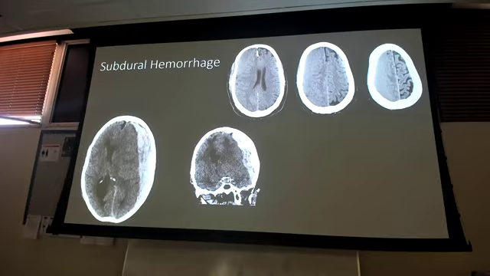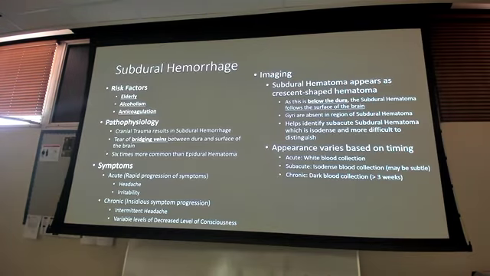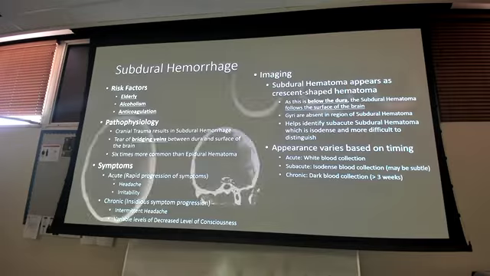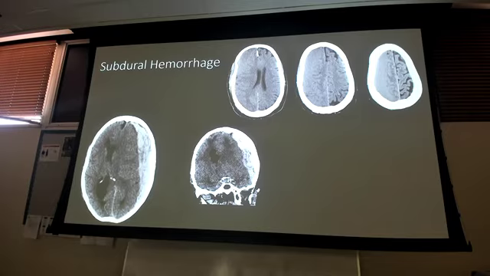You can think crescent shape, or you can think that the shape of the bleed follows the shape of the skull, right? Because of where this bleed is, it's between the dura and the surface of the brain. So it's being contained kind of right in that area. It's going to follow the shape of the skull. So all of them are going to follow the shape of the skull on the scan.